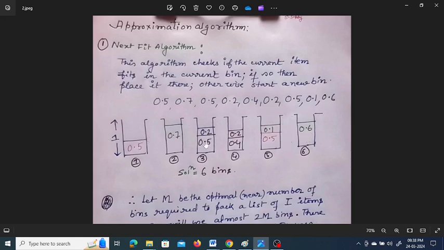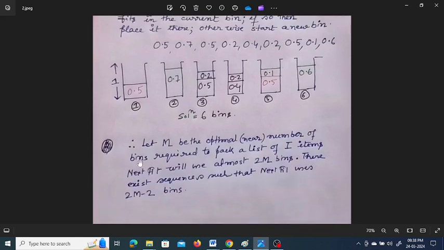However, it is not that good an algorithm because it's an approximation algorithm which will always be lagging behind the optimal solution. So the number of bins is 6 here. If m is the optimal number of bins required to pack a list of items, next fit will use almost twice m bins. So it will not be more than twice m.